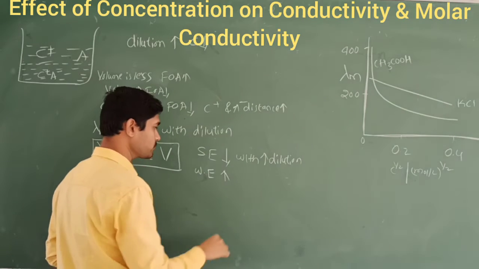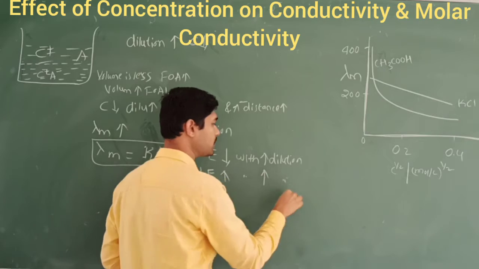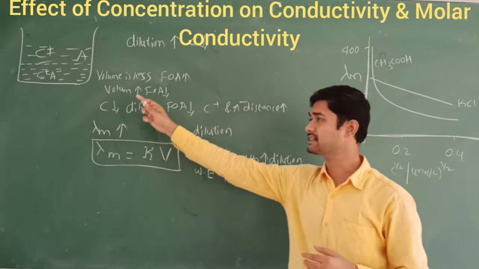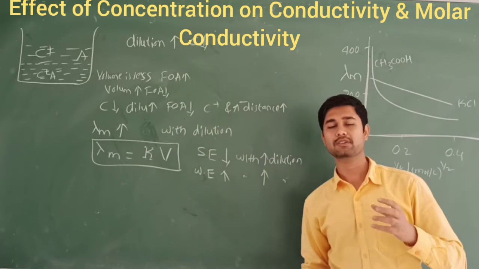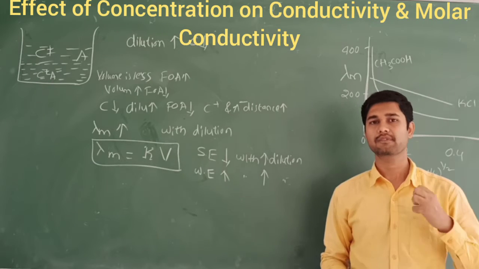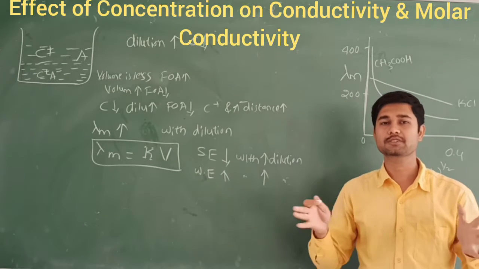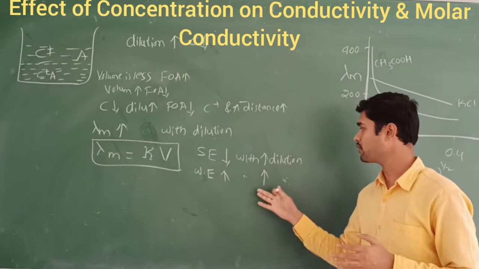It increases with increase in the dilution. Why? Because if I take acetic acid, it is a weak electrolyte. What do you mean by this weak electrolyte? A weak electrolyte is nothing but one where partial dissociation will take place when you add it.